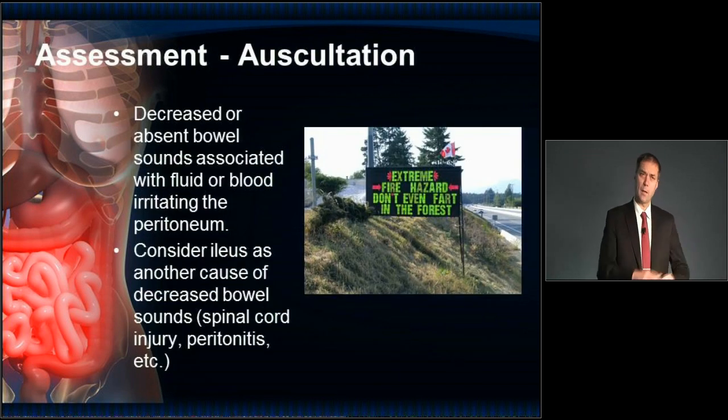All right, let's go back to abdominal assessment now that the question is done. Auscultation. When you auscultate, if there are decreased or absent bowel sounds, then consider the possibility of either fluid or blood in the peritoneum. Irritation of the peritoneum from fluid or blood can decrease or even cause bowel sounds to be absent. Also, consider an ileus when there are no bowel sounds. An ileus may be caused by things like spinal cord injury that decreases innervation to the gut, or peritonitis.